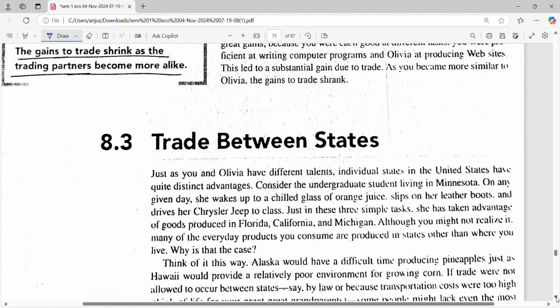But now you have been skilled in website production as well, so you have both advantages. You have an absolute advantage now in the production of websites as well as computer programs. So now trade with Olivia is not that beneficial for you.